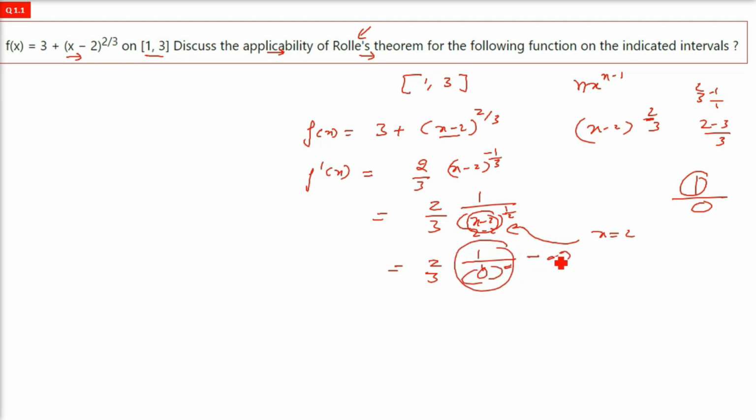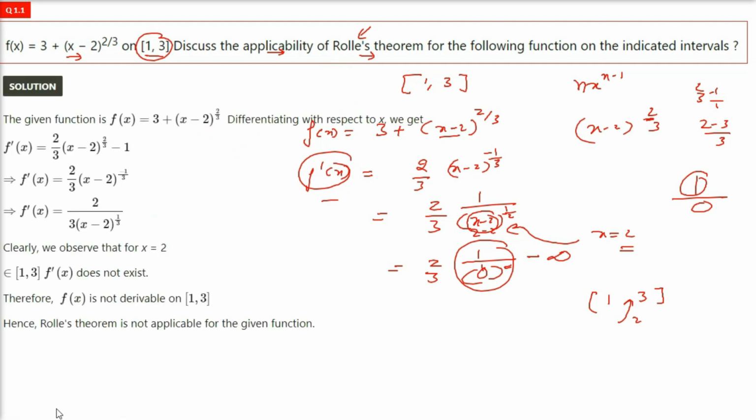So when you have an undefined result at x equals 2, which is lying between 1 and 3, it is not defined. When we are talking about an interval, you have shown the examiner that in the range 1 to 3, the point 2 lies inside, and there is a problem in the differentiation. You are not able to get the proper result. So the Rolle's theorem cannot be applied.